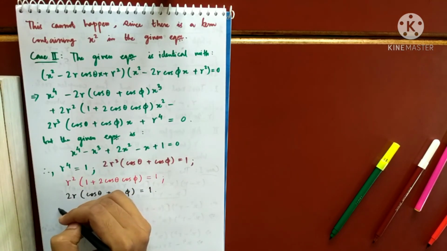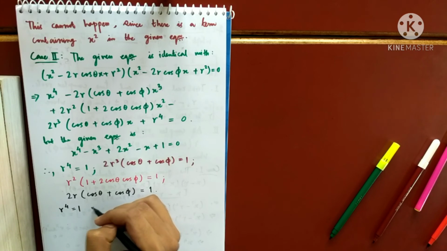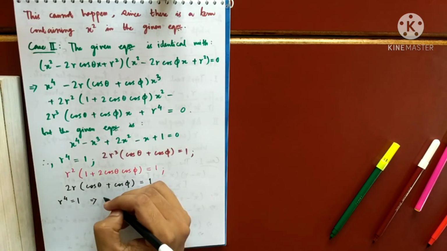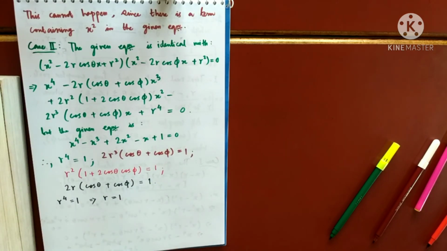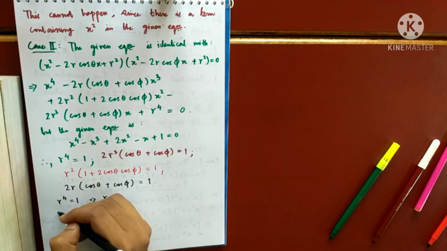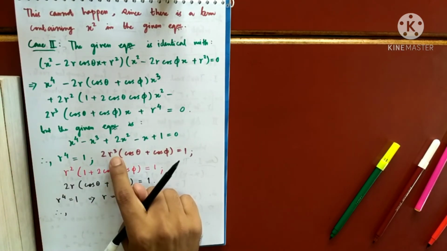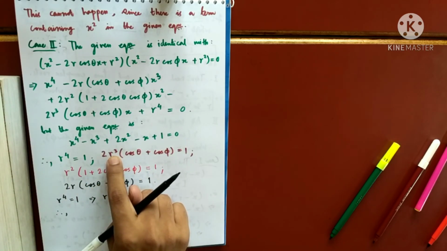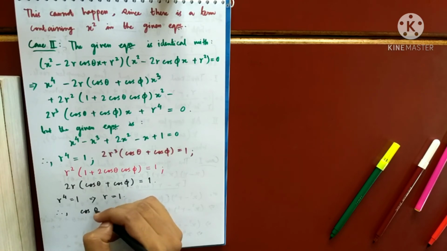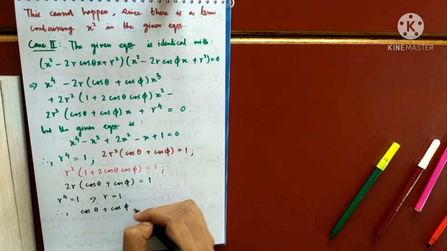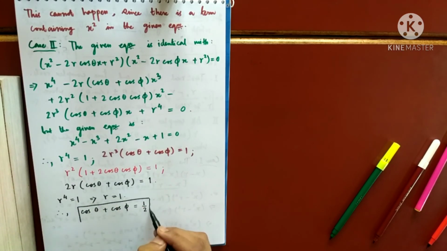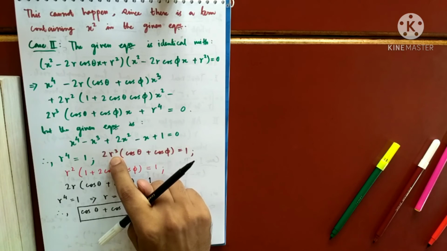So, r to the power 4 equals to 1 implies what? And remember, r is positive because r was the modulus of a complex number. The only thing is r equals to 1. So, I have got the value of r as 1. So, just put r equals to 1 in all of these equations. Let's see. So, when r is 1, what I am getting: cos theta plus cos phi equals to 1 by 2. I am getting this because this is 1. This will go that side.